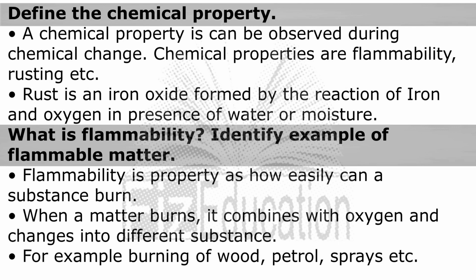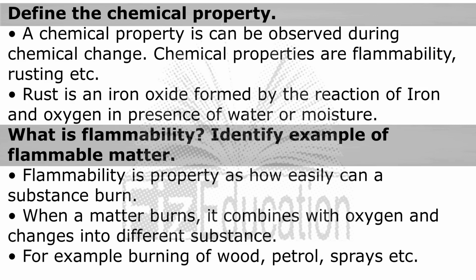Define the chemical property. A chemical property can be observed during chemical change. Chemical properties are flammability, rusting, etc. Rust is an iron oxide formed by the reaction of iron and oxygen in presence of water or moisture.